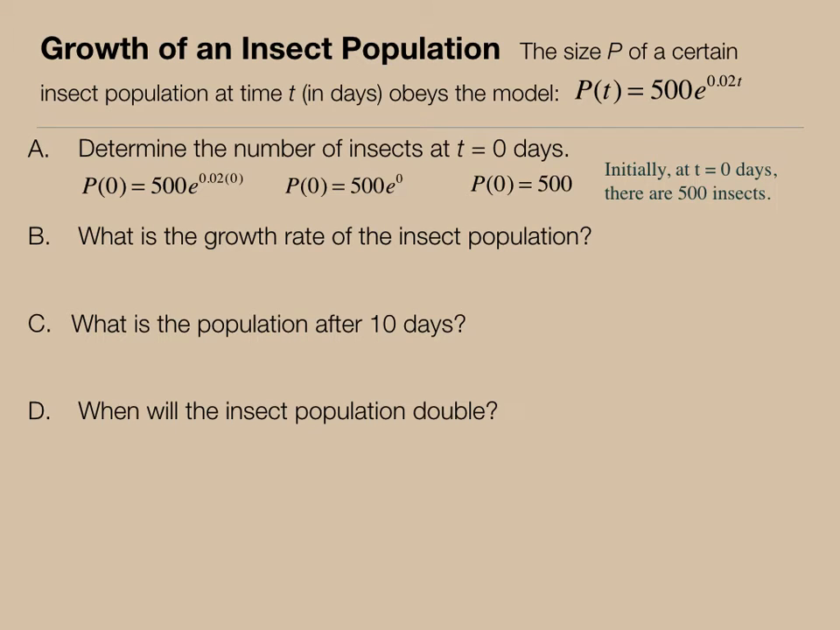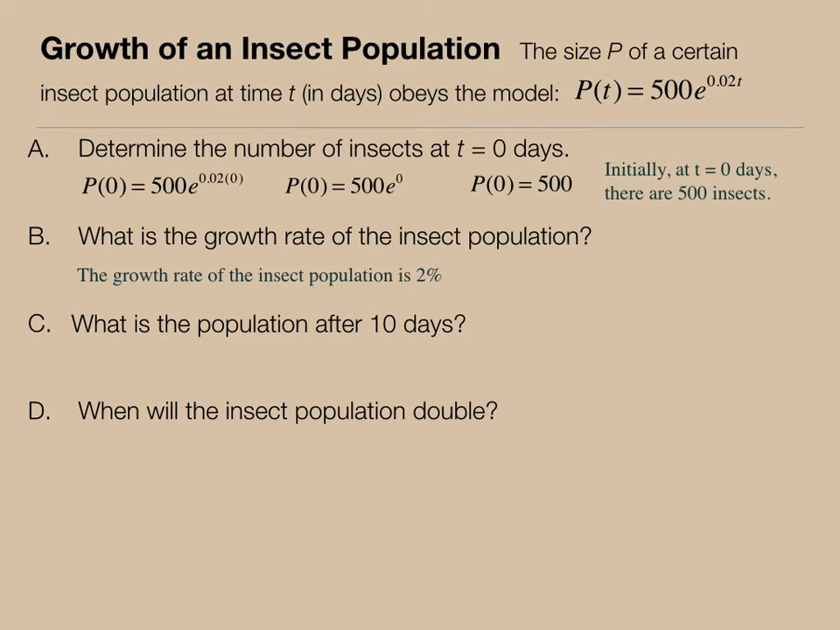So with these problems, there will always be a rate either of growth or decay. The rate will be the exponent of e, the number that is multiplying the t in the equation. And my growth rate here is 0.02, but we want to write it as a percent. So the growth rate of the insect population is 2%, because remember, I move my decimal point 2 to the right to convert a decimal to a percent.